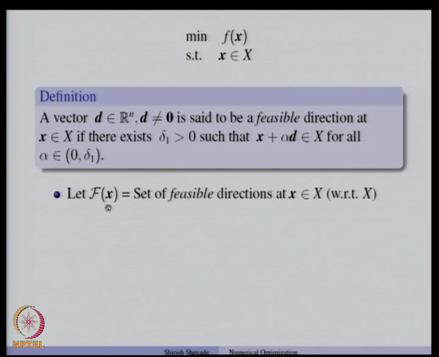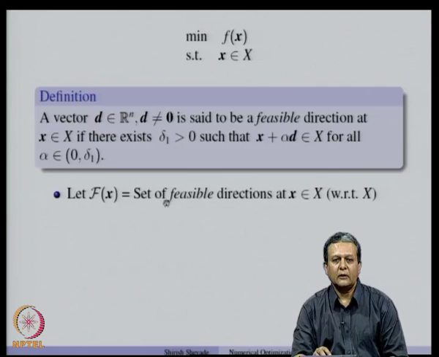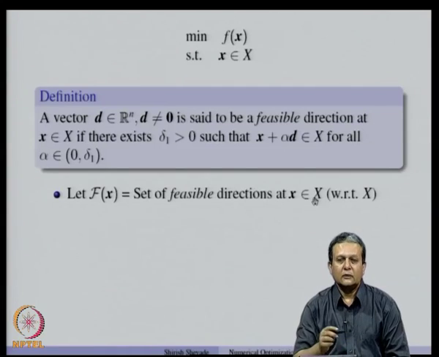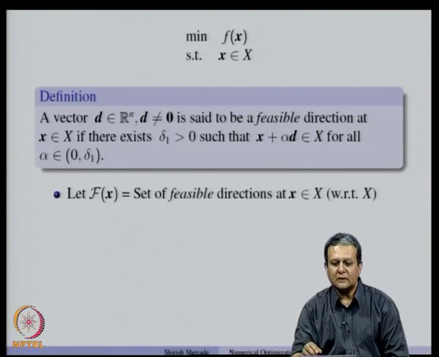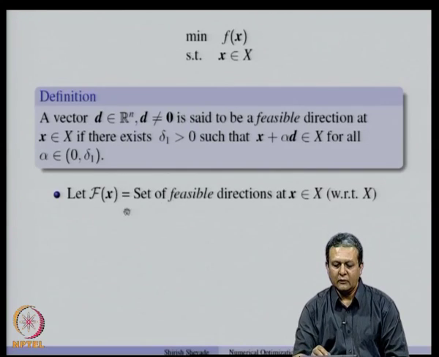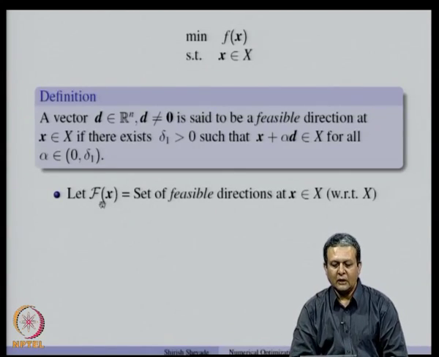So, let F(x), the script F(x), denote the set of feasible directions at x belonging to the feasible set X. Remember that the feasible directions are always associated with the feasible set X. So, for a given feasible set X and a given point x which belongs to that feasible set X, we can denote the set of feasible directions by F(x).